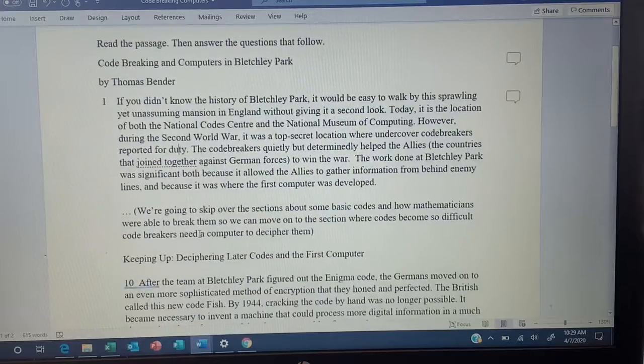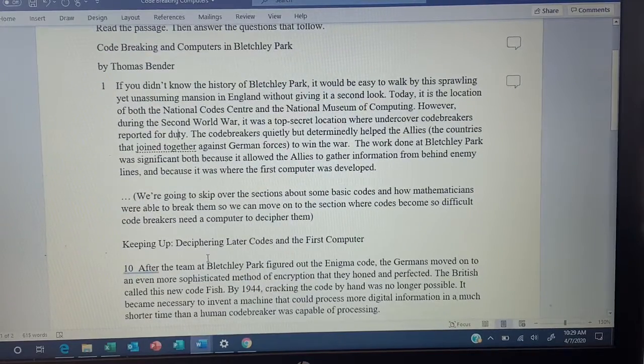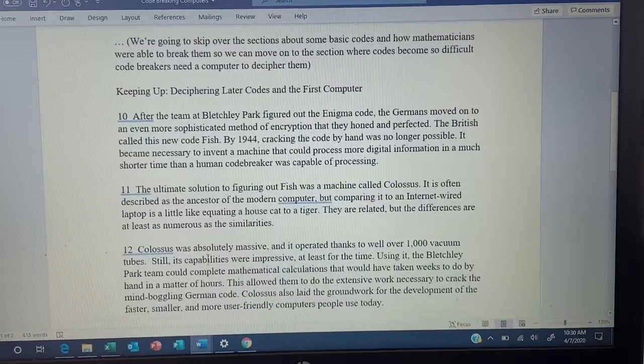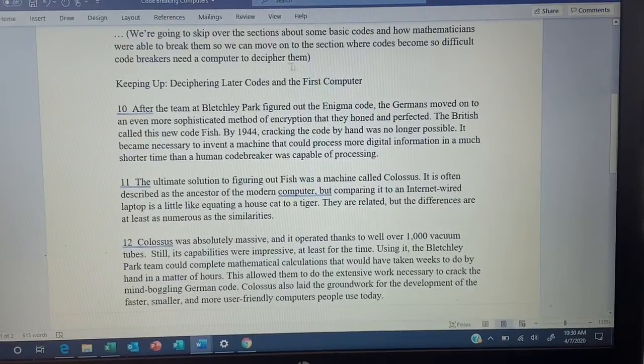Okay, so now that I know what my topic is, I can figure out how each paragraph relates to the topic. So we're going to skip over some sections where they were talking about how at first the Germans had some really simple codes, and the Americans were able to get some mathematicians to figure out how to break those codes. But eventually the codes got so complicated that they had to invent what they call the first computer. So we're going to skip to this section, Keeping Up: Deciphering Ladder Codes and the First Computer.